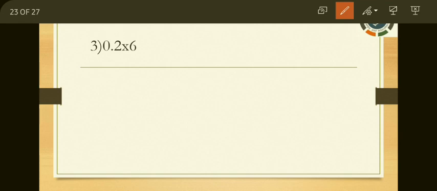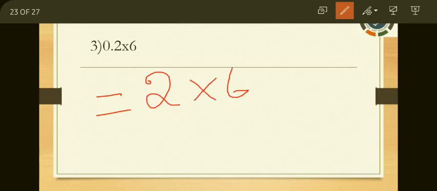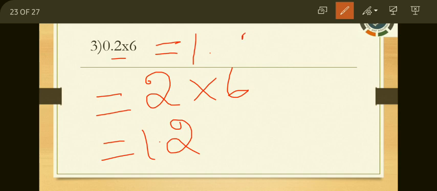Next question, 0.2 into 6. Now ignore the decimal point. Multiply 2 and 6. 2 sixes are 12. The next step, after multiplying, keep the decimal point. Now look at the question. How many digits after the decimal point? 1 digit. So now you keep the point. Mark the point after 1 digit from the right. 1 digit from the right, what is the answer? 1.2. So 0.2 into 6, what is the answer? 1.2.